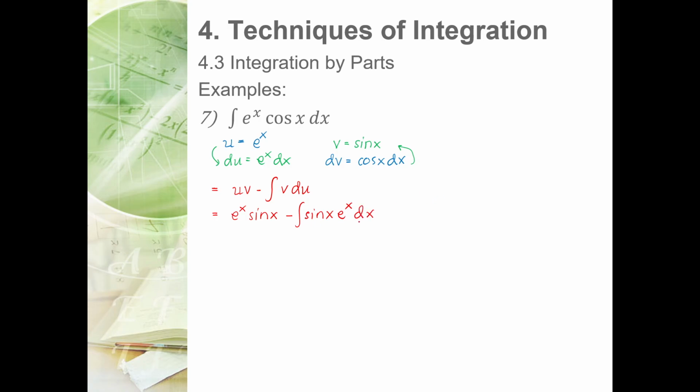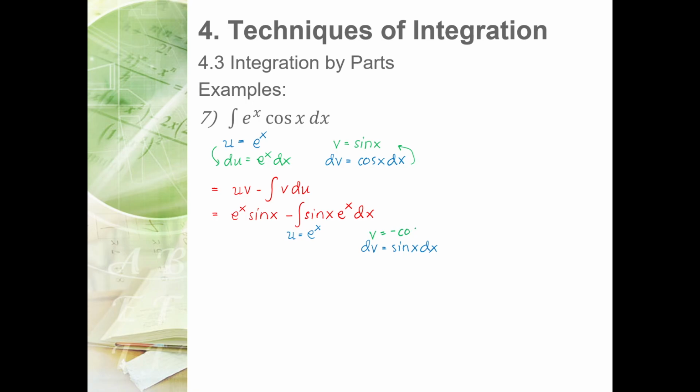Notice that the remaining integral looks like the original equation, but now we have a sine function. So we're going to use integration by parts again. We're going to use it twice. To be consistent with my declaration, I'll still use the same values. So dv here is now sine x dx, so v becomes negative cosine now.